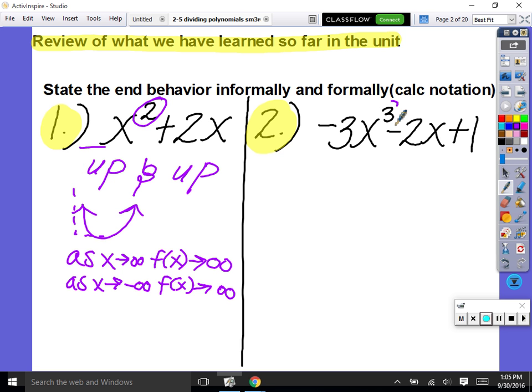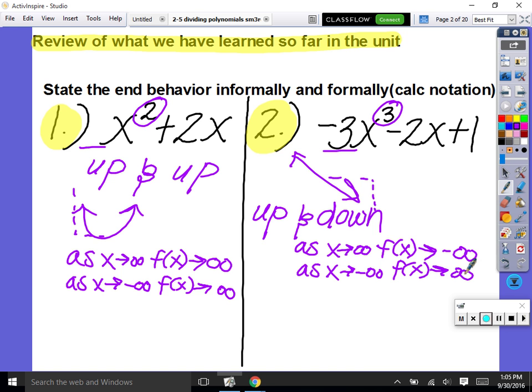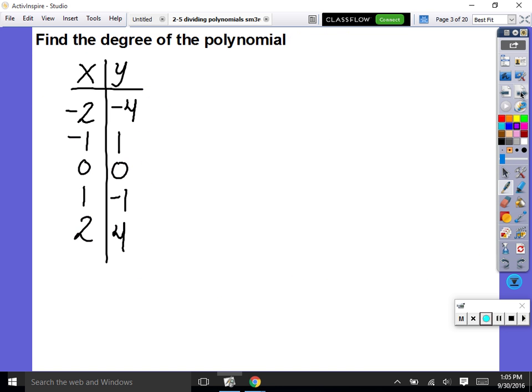This one is odd and it's negative. So it has opposite end behavior and it's negative, so it's like a negative line. So we said up and down. I saw most of you say that. I have a quick picture, then I say as x is approaching positive infinity, f of x is approaching negative infinity, right guys? And as x is approaching negative infinity, our function is going upwards to positive infinity. Hey, awesome job. Any questions?